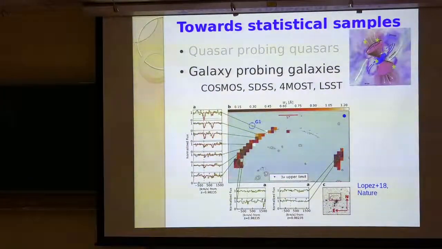At the moment, this is a single object. I hear that more are coming, people are finding it very easy to do this in this type of observations. So it's not clear what exactly new constraints we will have.